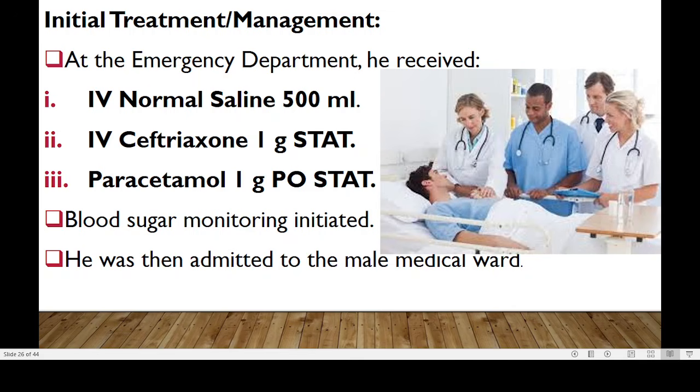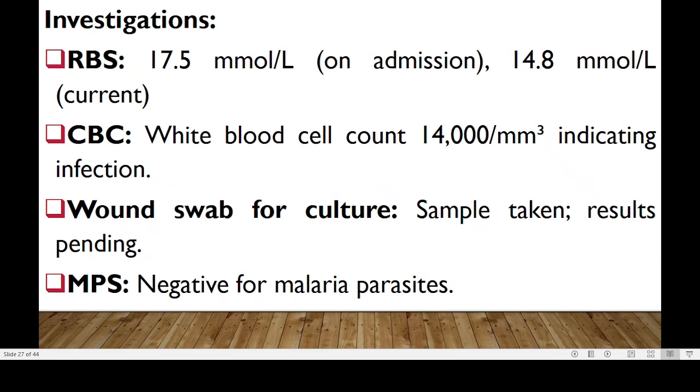We also had IV ceftriaxone 1 gram stat and paracetamol 1 gram per oral stat. Blood sugar monitoring was initiated. He was then admitted to this male medical ward. While in this ward, Mr. T has undergone several investigations. RBS on admission was 17.5 millimoles, but currently the RBS is 14.8, so some improvement to some extent.